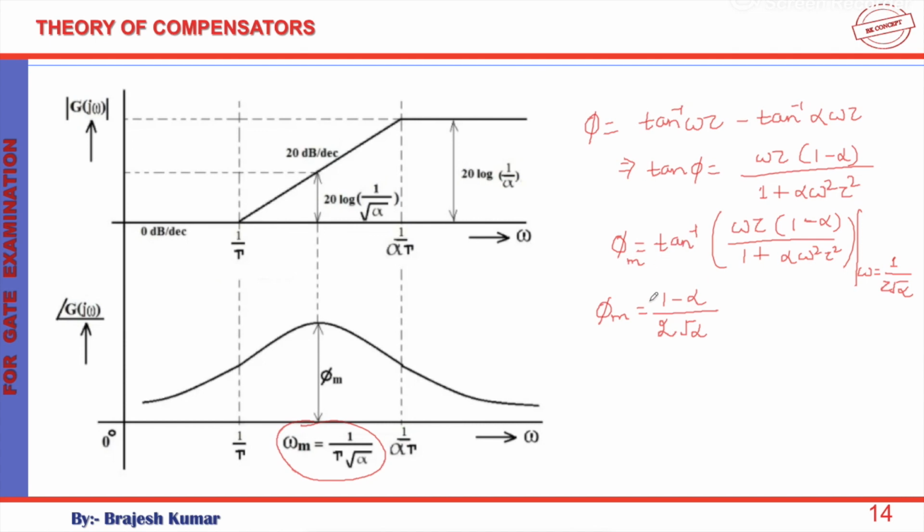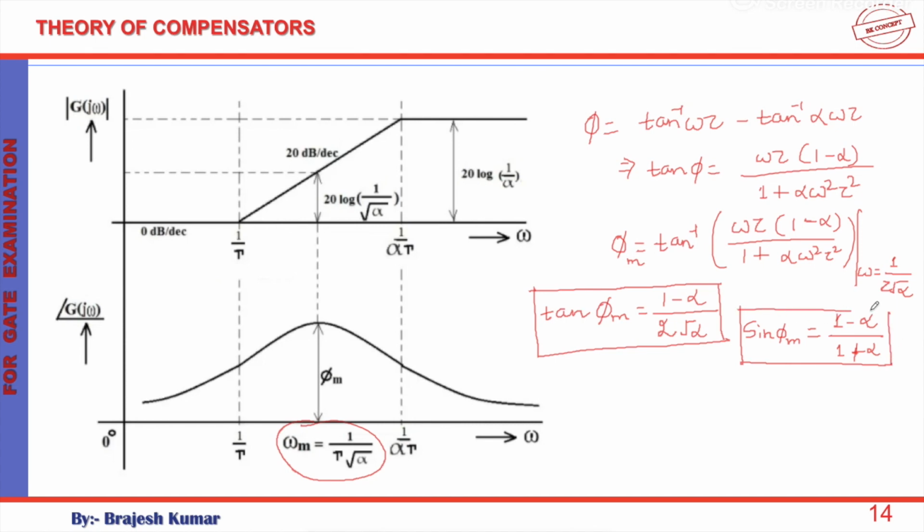Or you can just take tan inverse of this, since I have already given the equal sign, so there is no space. So we can also write tan phi m. Tan phi m will be given by this one. If you know the value of tan, you can also calculate the value of sine. So accordingly, sine phi m will be given by, this is more nice, 1 minus alpha divided by 1 plus alpha. So I used to remember this equation for maximum phi m while appearing for examination.